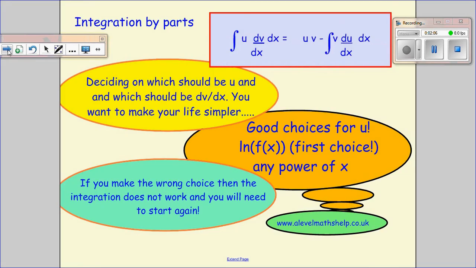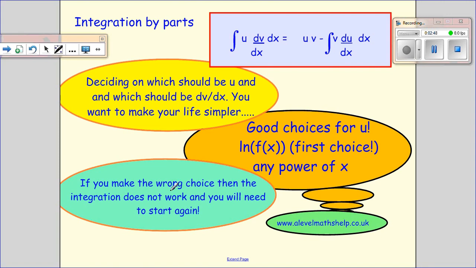Okay, so the key thing here really is that you have to decide which is your u and which is your dv by dx. So you want to make your life simpler. Things that get simpler when you differentiate are the things you want for your u. Your first choice is always, if there's any ln function, to make that u, because that then becomes 1 over f of x, and you lose the ln immediately. The second thing you choose, if there isn't a ln function, is a power of x to be your u. Because every time you differentiate that, the power goes down, and eventually, if you do it many times, you can get it back to 1.